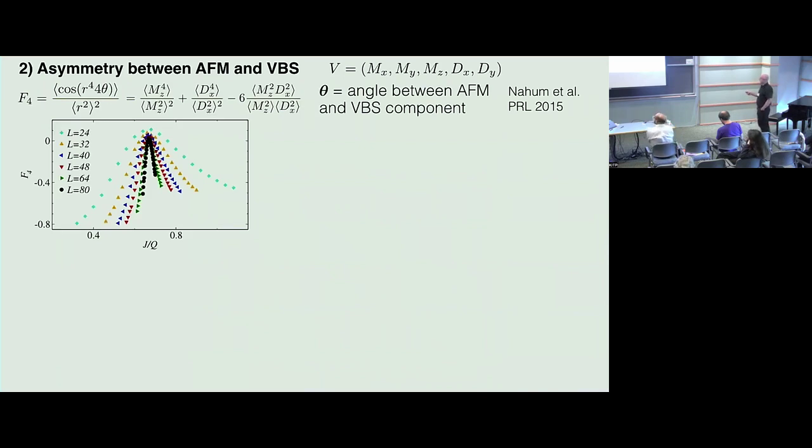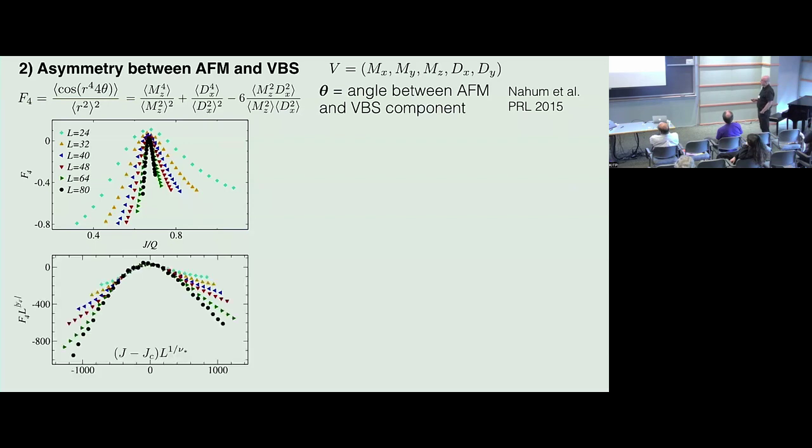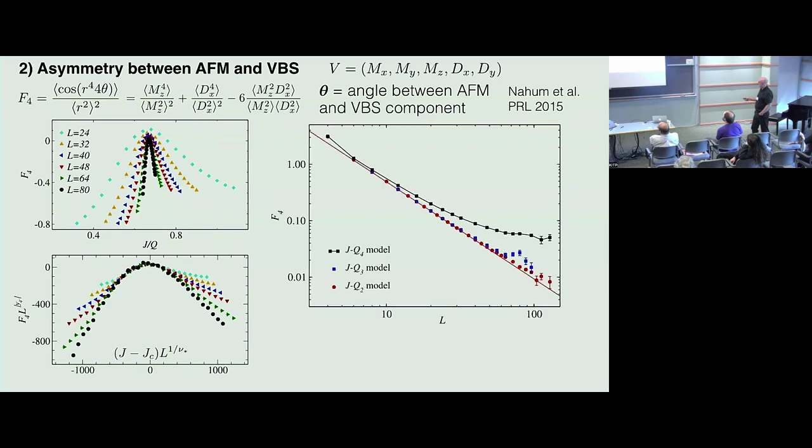So they already showed that this kind of quantity is very small, close to 0 in the loop model, but they actually didn't analyze their data in the way that we think one should do to get scaling dimensions. So here is basically F4 as a function of J over Q, in the JQ3 model, it doesn't really matter. You see that it has a peak there, and the critical point, or transition point, is around here. So now we can see how that peak value decays as a function of the system size.